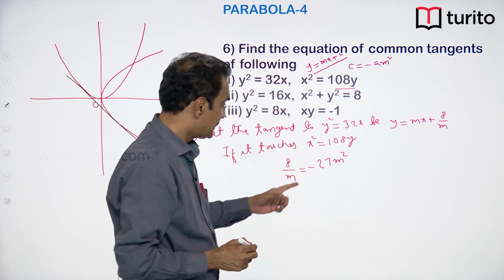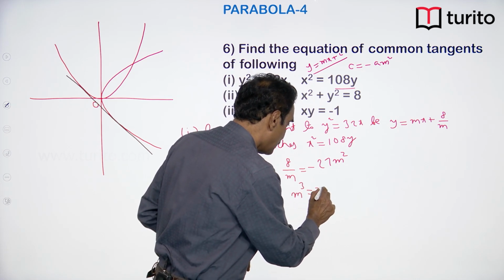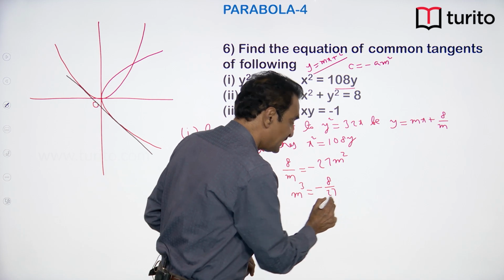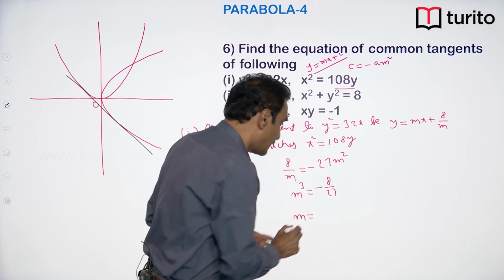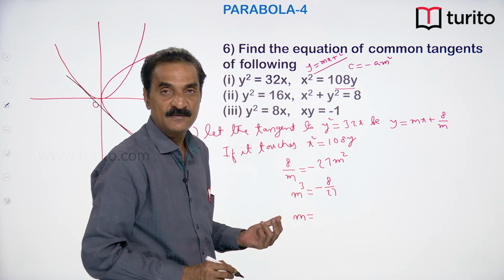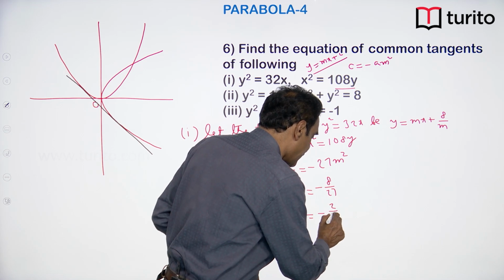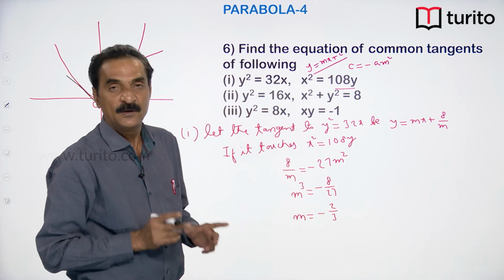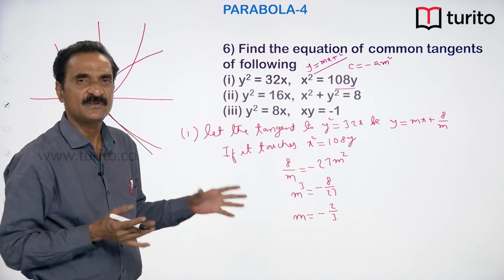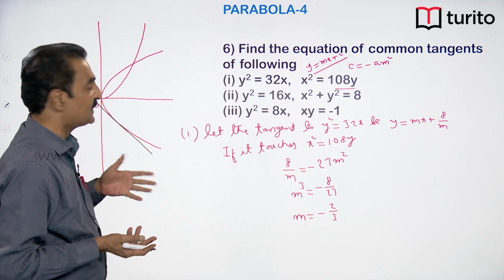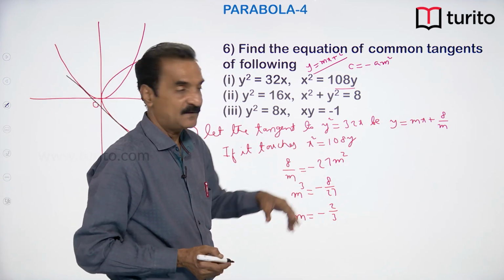Then cross multiplying, we get m cube is equal to minus 8 by 27. Then m is equal to, taking the cube root, minus 2 by 3. Only one slope you got, that means only one common tangent exists, that we already observed from the diagram. Now substituting this m in this equation, we get the answer.